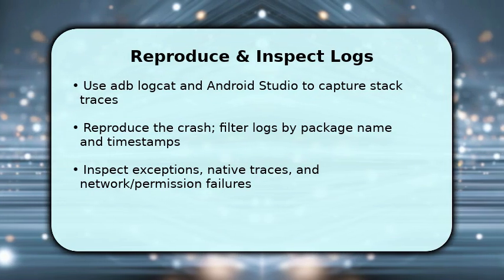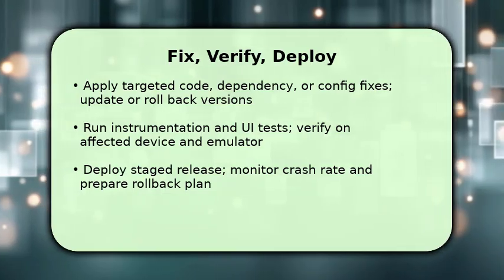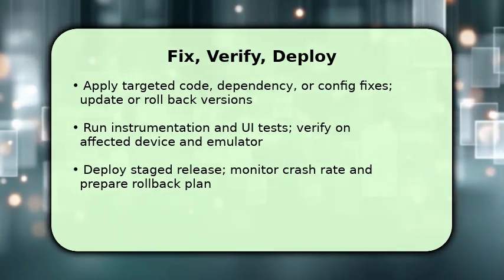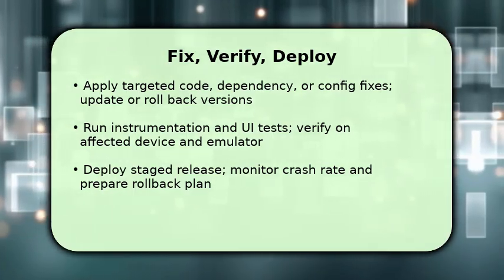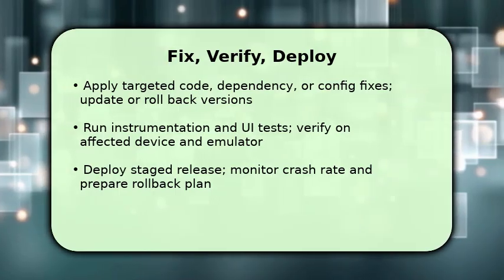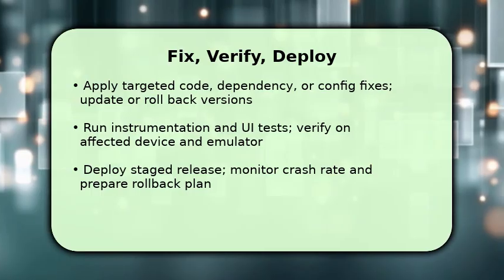Apply the targeted fix. Adjust lifecycle handling, guard nulls, fix threading, or update/rollback the offending dependency, and change manifest permissions if needed. Once patched, run unit, instrumentation, and UI tests, then verify on the same device and an emulator to confirm the issue is resolved.